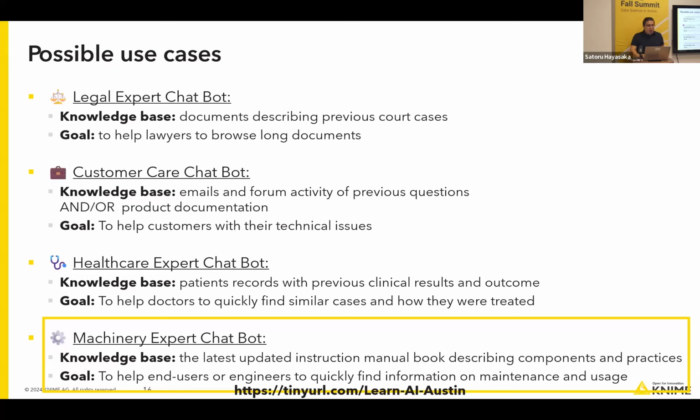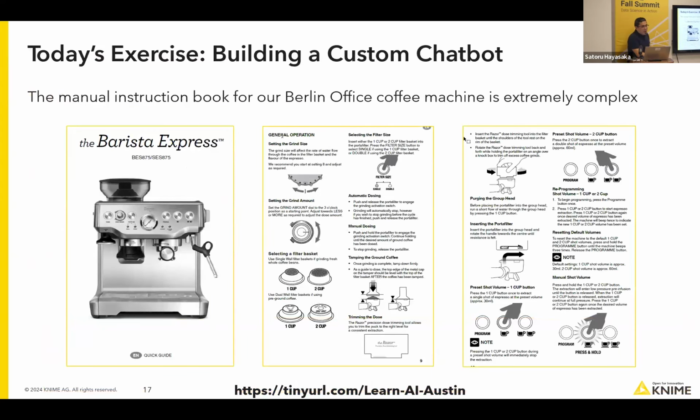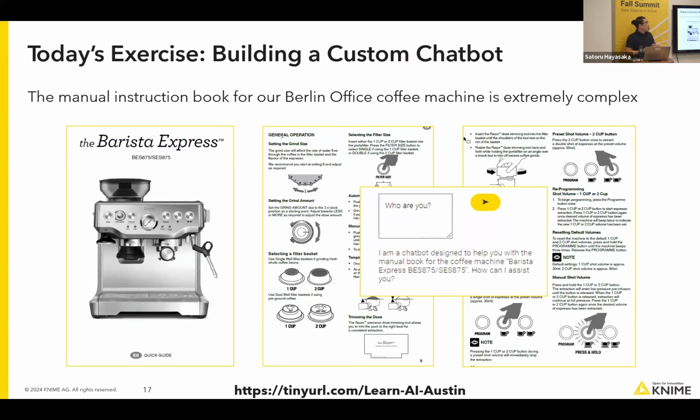And so that's going to be the use case that we have for today's Learnathon. For today's Learnathon, we're going to be creating a custom chatbot to get information on this coffee machine that we have in our Berlin office. This machine, the Barista Express. Apparently this machine is very, very complicated, and it comes with a really long manual of instructions on how to use it. So the goal here is we want to create a chatbot that, if you have a particular question about how to use this machine, then rather than looking at the manual, you'll be able to get the information through the chatbot.